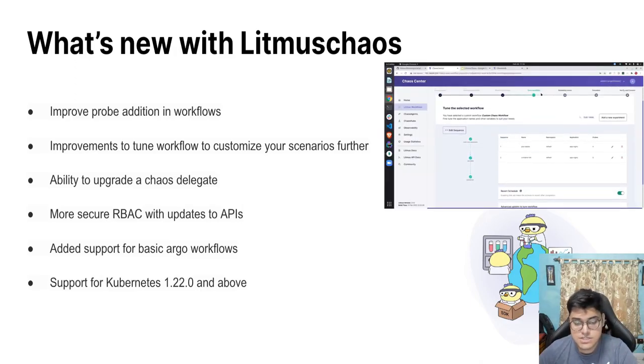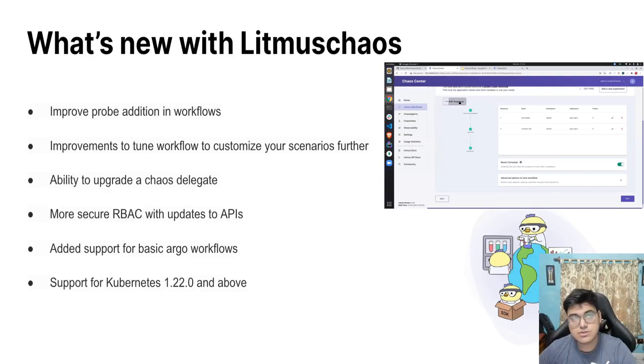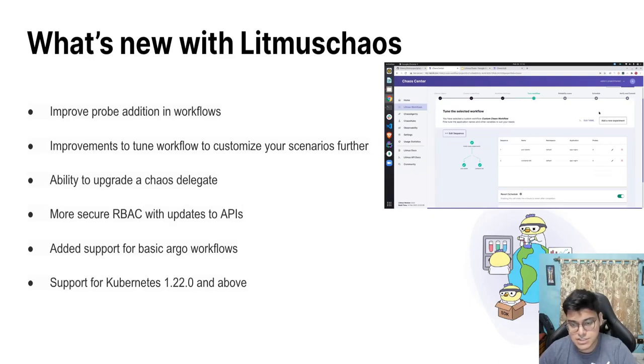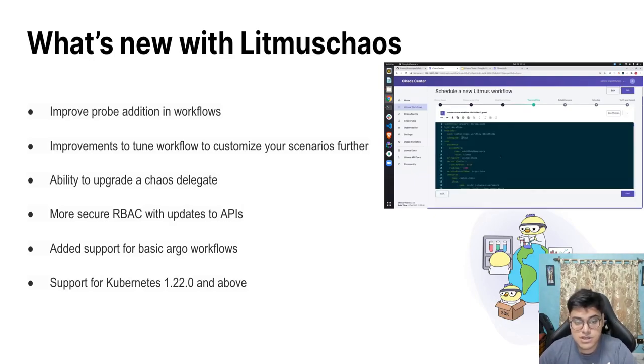We have also improved the tune workflow section when you customize a scenario, so now you can also edit the sequences. Let's say you have two or more experiments in the same scenario, then you can go to edit sequence and customize your sequence, putting them in serial or in parallel based on your requirements. You can also have a combination of both. And in the YAML section, you can also update the same steps, and that should be visually visible in the edit sequence as well.